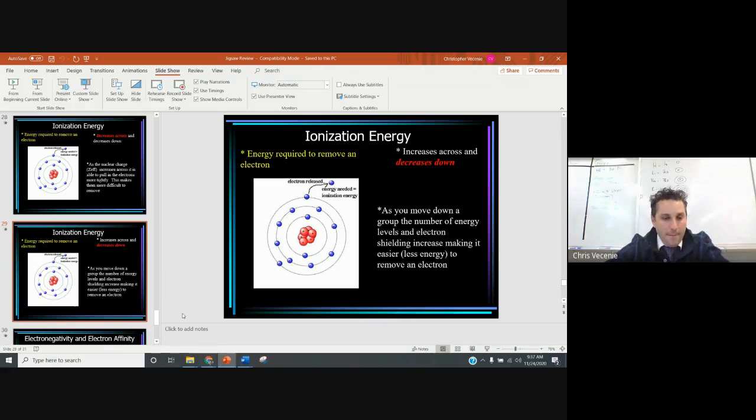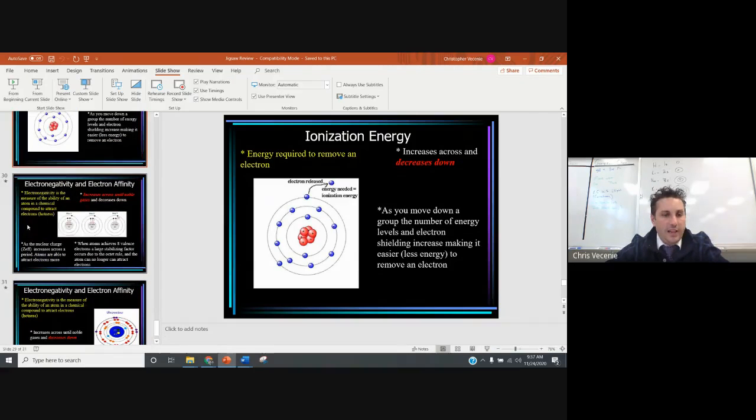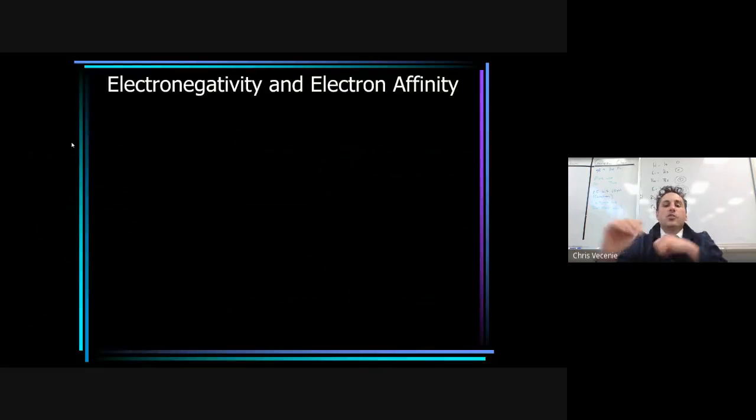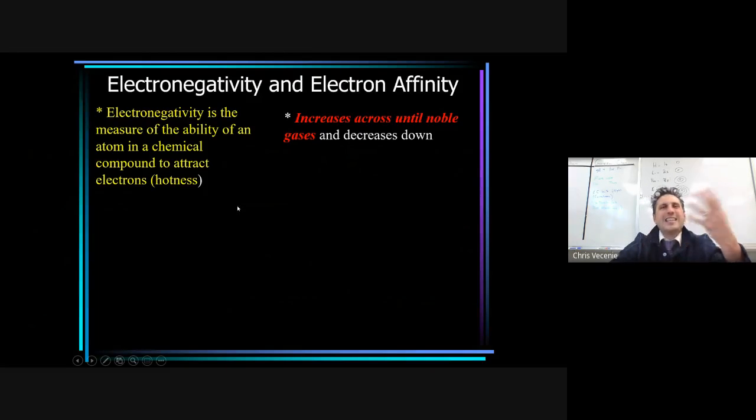All right, last trend for the day: electronegativity and electron affinity. They basically work the same exact way. These two trends measure something very similar. Electronegativity is the ability of an atom to attract another atom's electrons. Electron affinity is the energy that you release when you finally convince them to join your electron cloud.